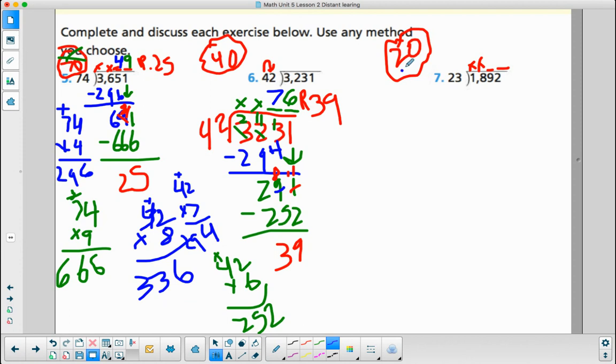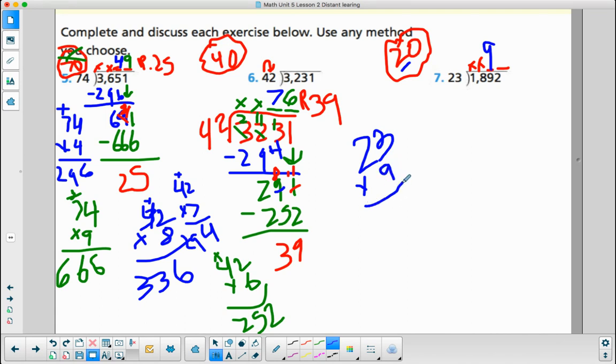Don't know, so I'm going to use the 2. How many 2's in 1? None. How many 2's in 18? There's 9. So there are 9 20s in 189, so I think there's 9 23s. Now I think I'm taking out 9 groups of 23. So to find out how much 9 groups of 23 are, I'm going to take 23 and multiply it by 9.